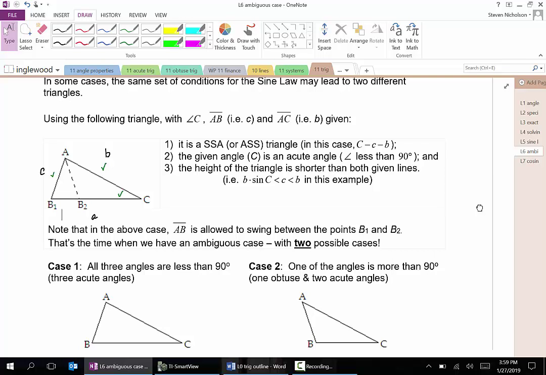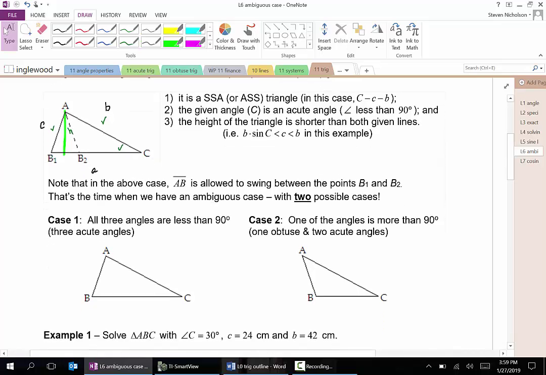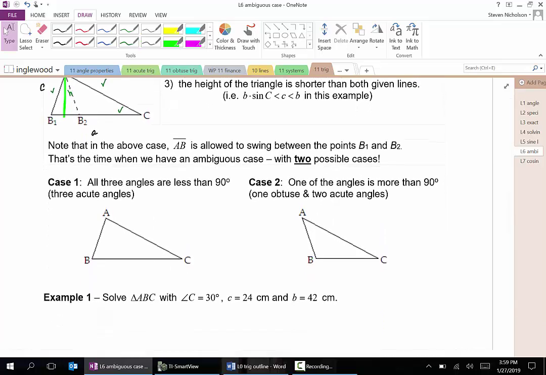And if the height of the triangle is shorter than both sides, like in this example, it is a given. So this is what we mean. The height h is less than both the given lines, so line c and line b, then what can happen is you can get two possible triangles. You can imagine swinging that solid line AB to the other side of the height, to the dashed line. And this is this idea of an ambiguous case.